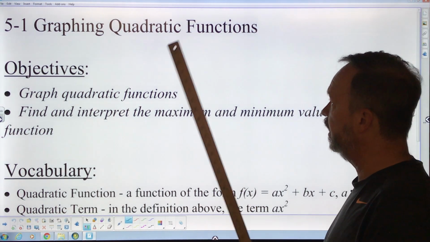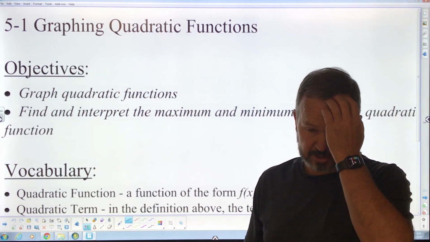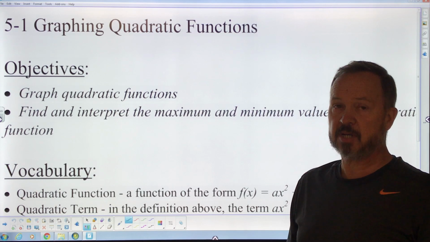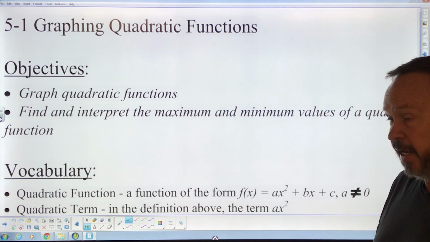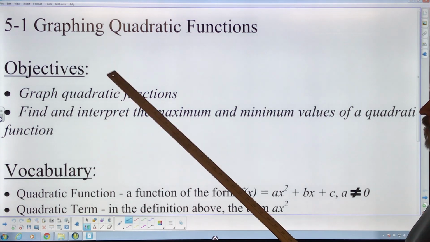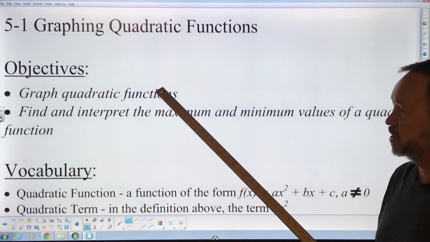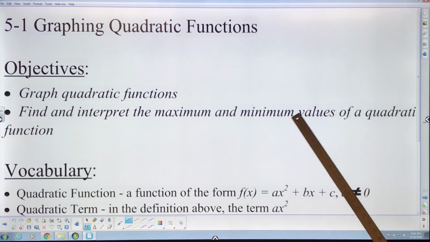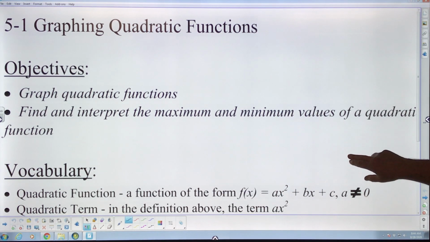So today we begin looking at graphing quadratic functions. Quadratic functions in general is a really significant topic for us in Algebra 2, and for that matter, beyond Algebra 2. We're going to graph quadratic functions, which we did in Algebra 1, so it's been done before. And we're also going to find and interpret maximum and minimum values of a quadratic function.